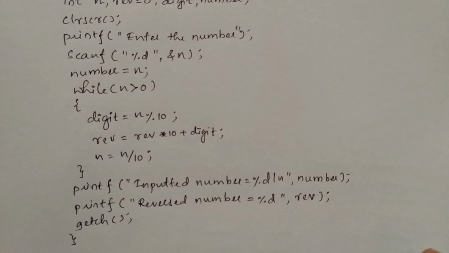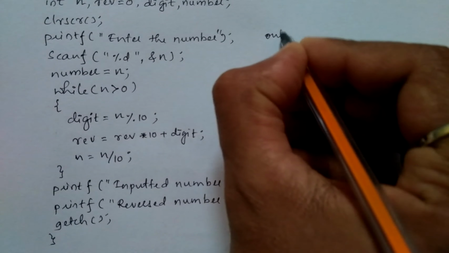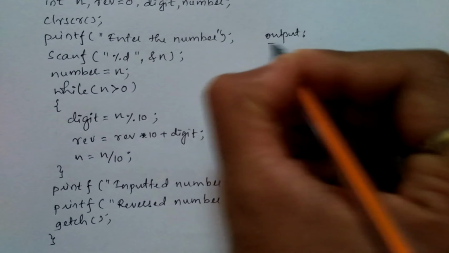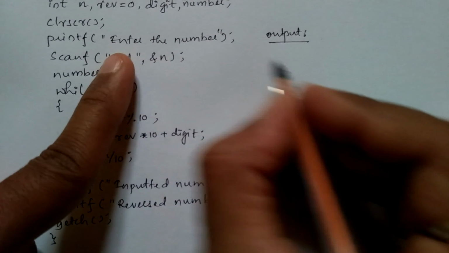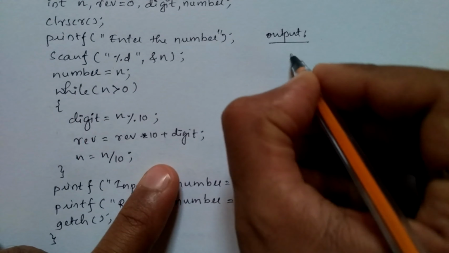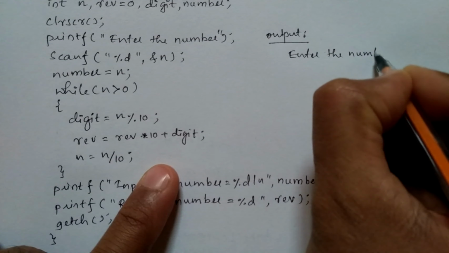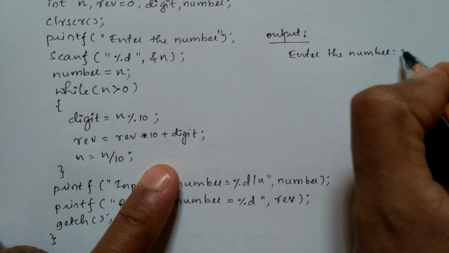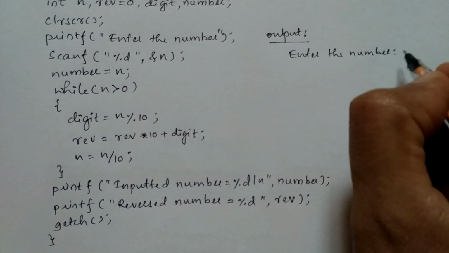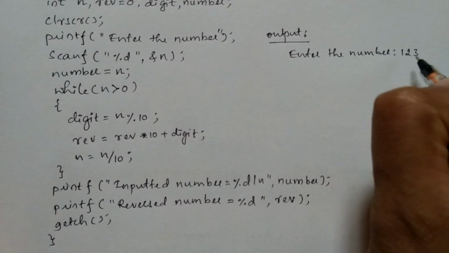Now let us see how exactly this program works. By taking one example, we'll try to understand. Here you can see when we compile and run this program, it will ask the user to enter the number. So here I'm going to write "Enter the number". Next, what I'm going to do here is enter a number like 123, for example.